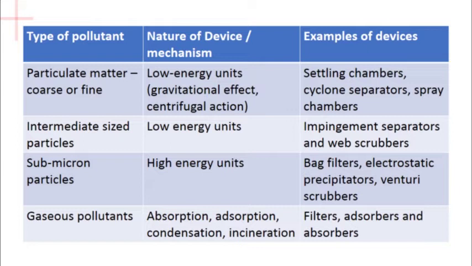the devices could be impingement separators or web scrubbers. Submicron particles could be high energy units, where we can use bag filters, electrostatic precipitators or Venturi scrubbers. For gaseous pollutants we can go for absorption, adsorption, condensation or incineration, and we can use filters, adsorbers and absorbers.